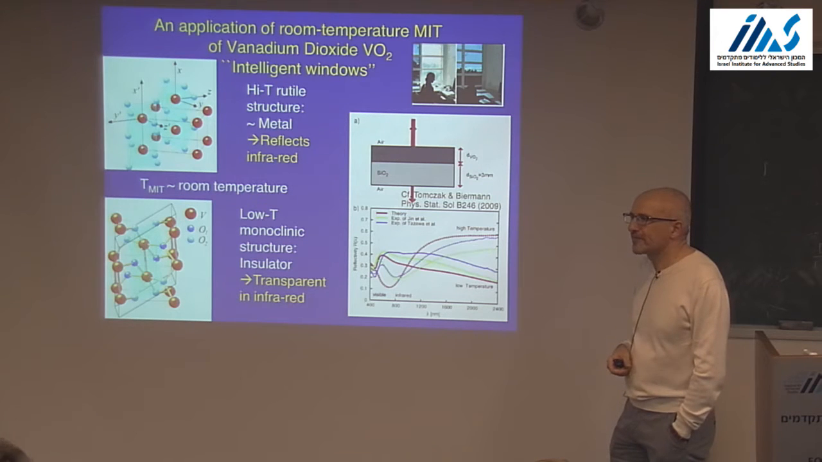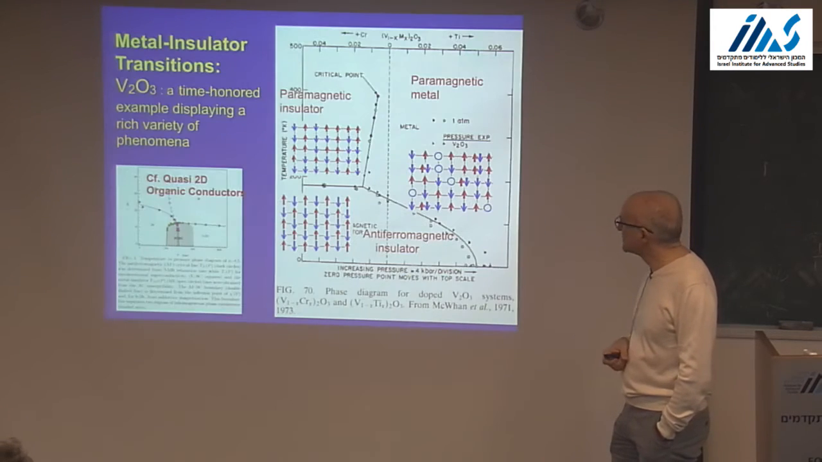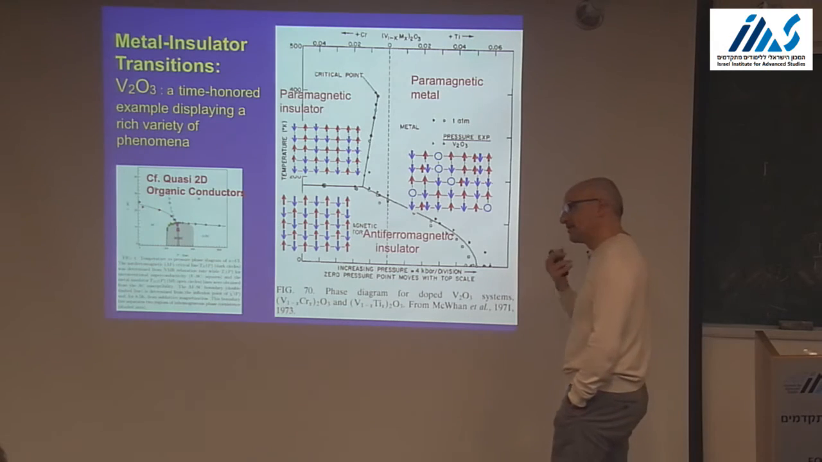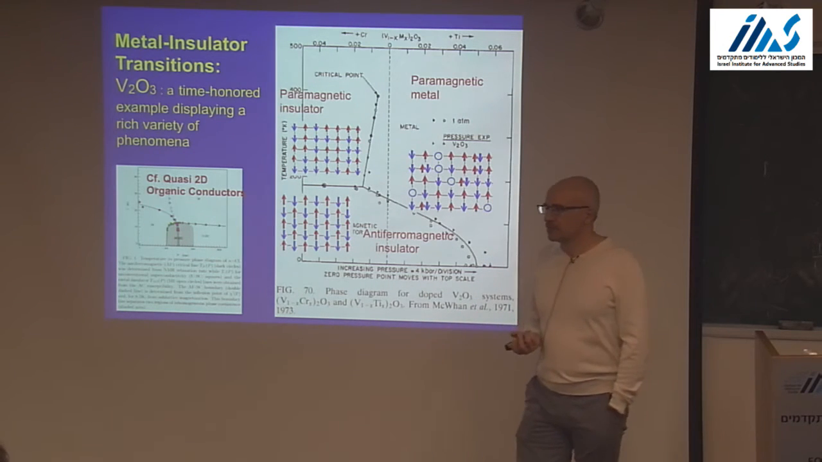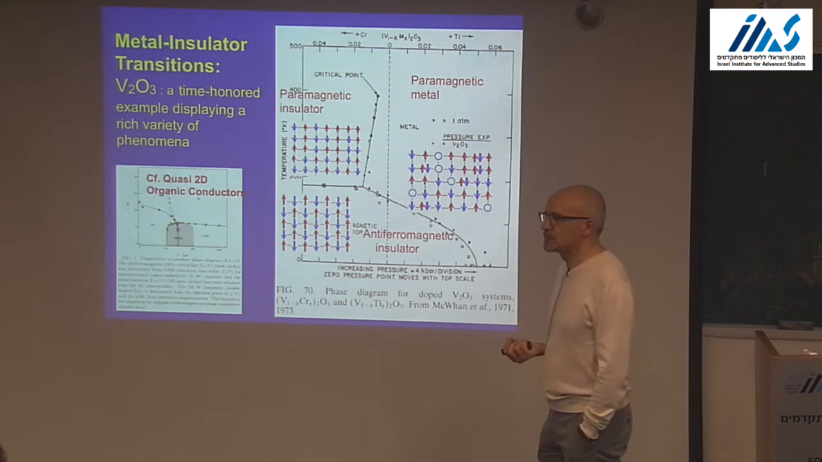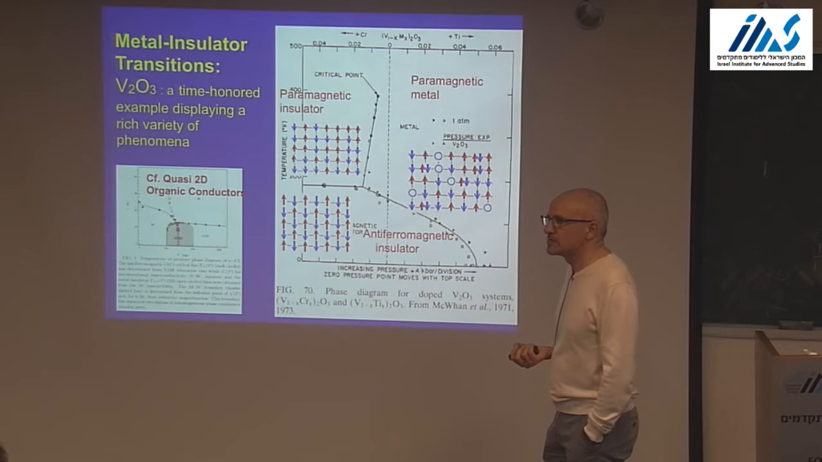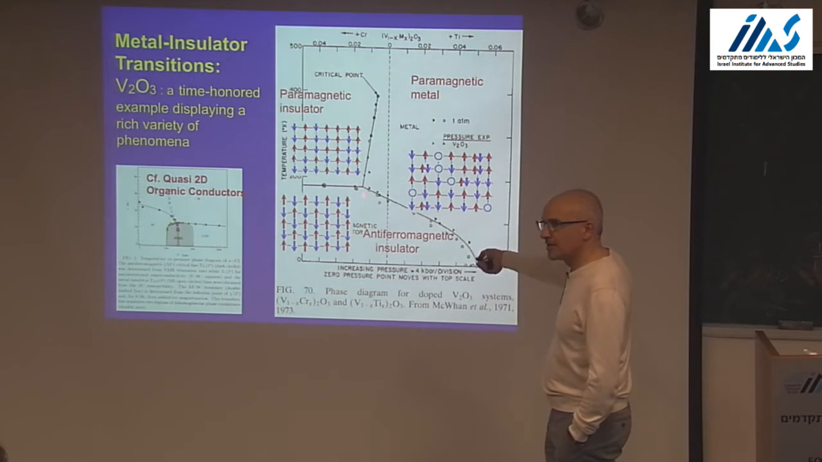Yeah, going back to the previous phase diagram. Yes. So assume we consider the paramagnetic metal state, which goes into an antiferromagnetic transition. So what do you understand here?